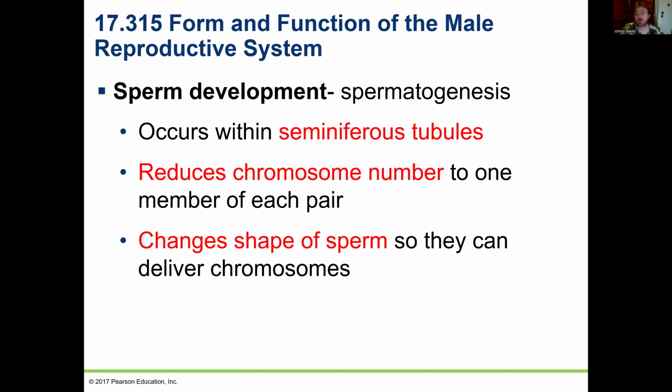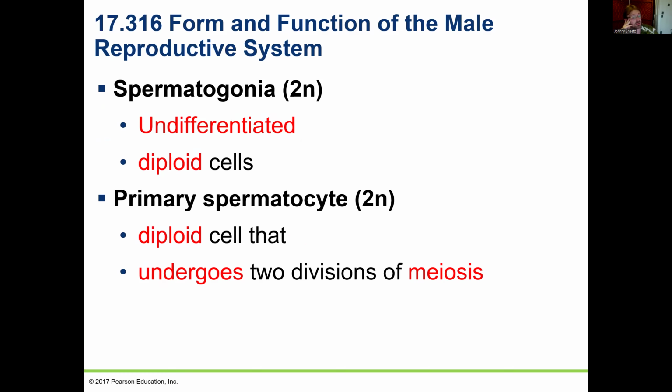Now, when we are first creating sperm, we're going to start with spermatogonia. These are undifferentiated diploid cells. They still have the same amount of DNA as the original parent. This is just standard mitosis, cellular replication. This is the same mechanism by which I'd heal a cut on my hand. Now, from there, we also have primary spermatocytes.